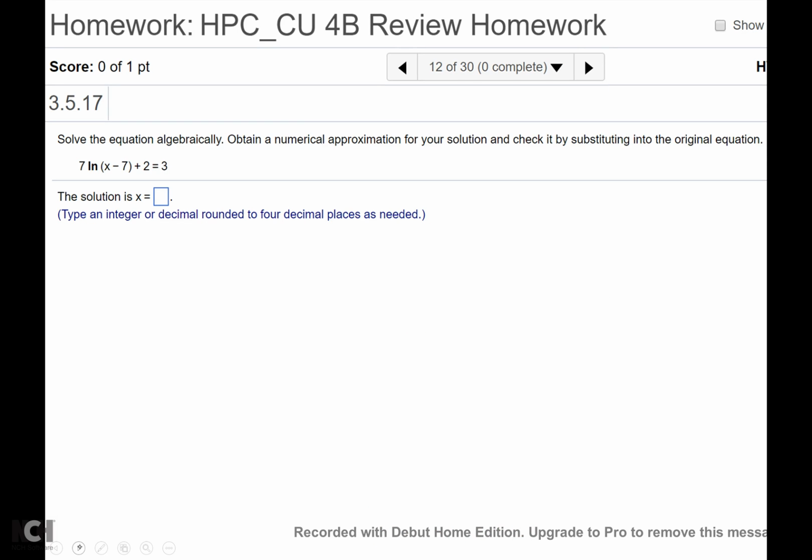Solve this one algebraically. Again, there's a natural log. To get rid of it, you're going to roll it and move the base over, but you can't do that until you isolate it. So I'm going to have to divide by 7. That gives me ln of x minus 7 plus 2 equals 3/7.